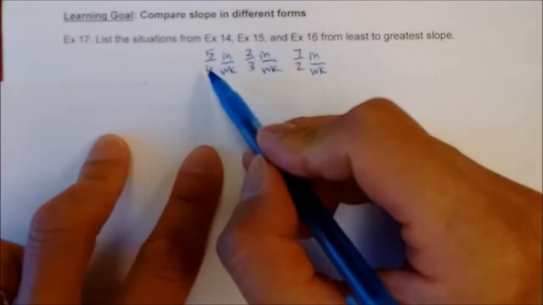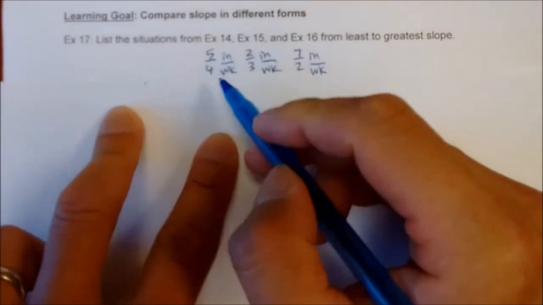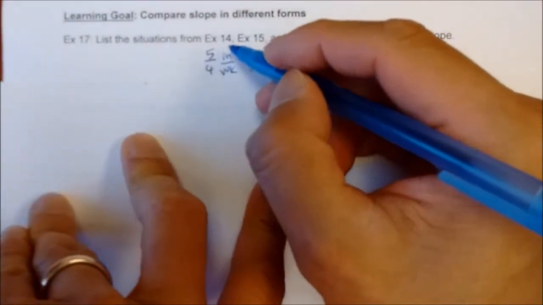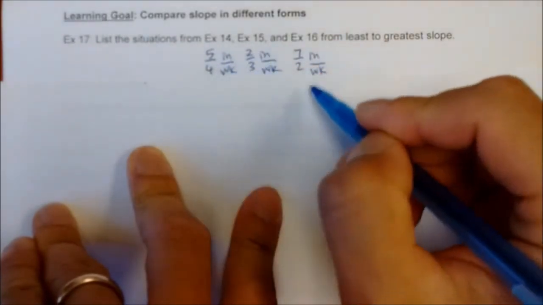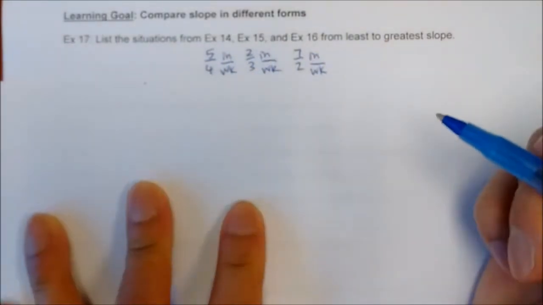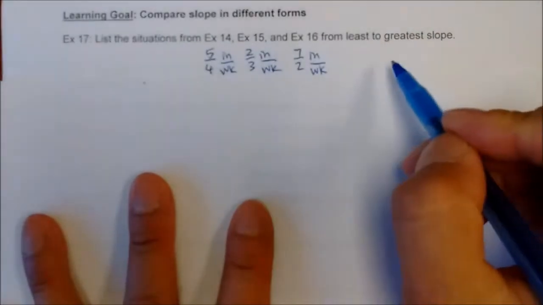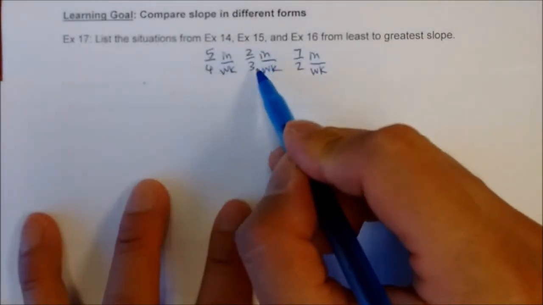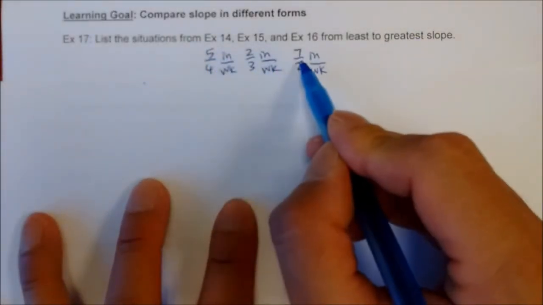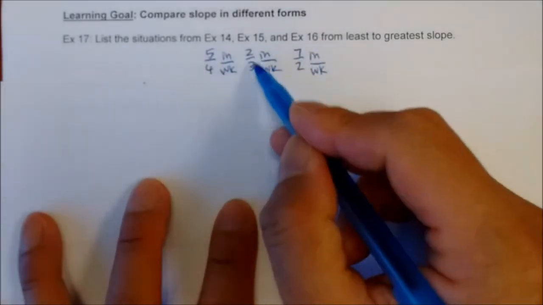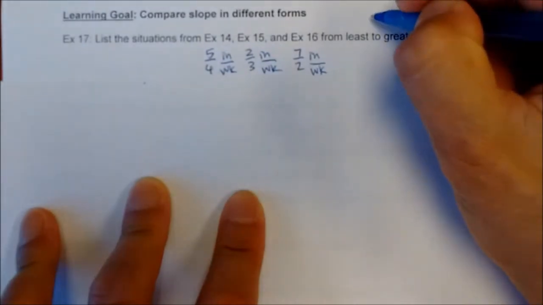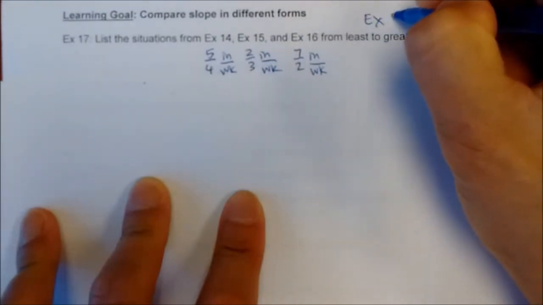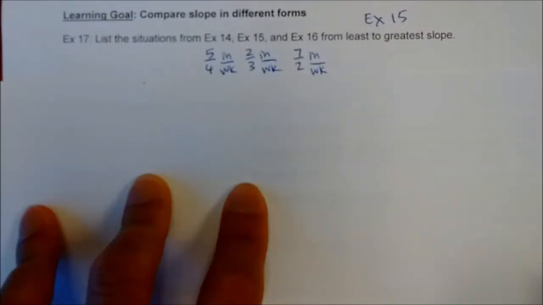Alright, so I have listed the slopes, or the rates of change, or the unit rates for the examples here: 5/4 inches per week, 2/3 inches per week, and 7/2 inches per week. So in doing this problem, I think we can use a shortcut and say that 5/4 and 7/2 are both greater than 1, and 2/3 is less than 1, so we can immediately list example 15 as the least slope.